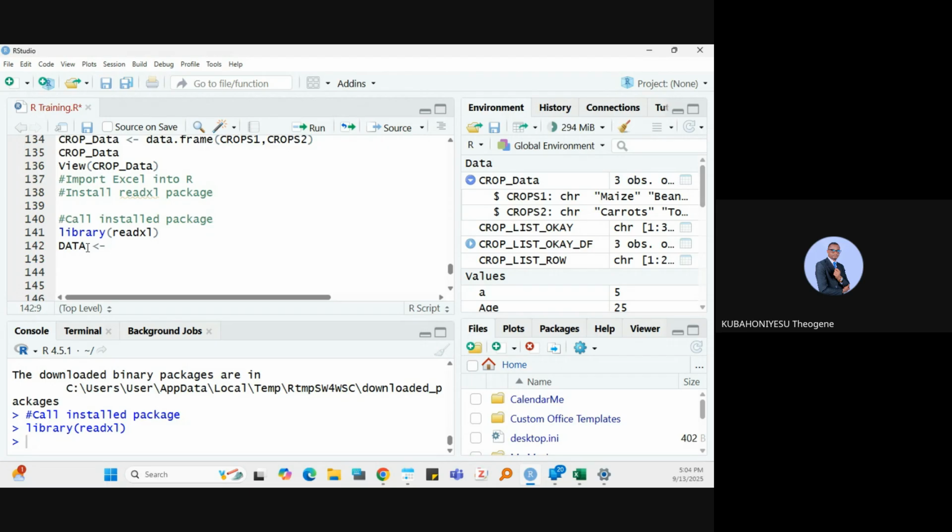Okay, so you have data. Now we are going to bring the other data sets. Okay, let's go to our folder.